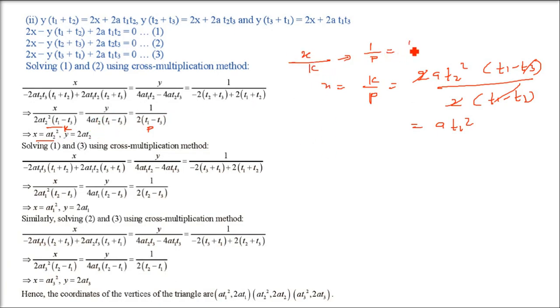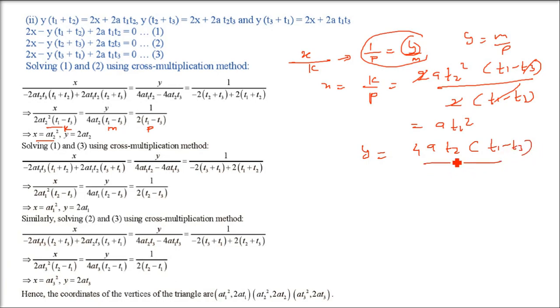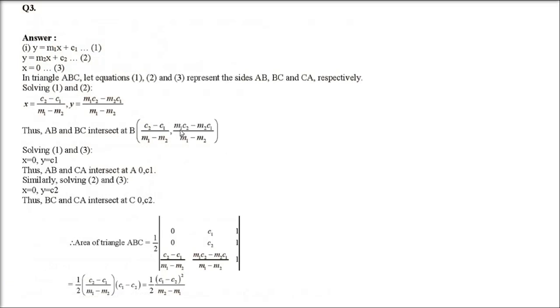Coming to this one. Now this you can assume it to be some m. So y you'll get m by p. So what was m I supposedly thought? It is 4a T2 into T1 minus T3, and then we have 2 into T1 minus T3. This gets cancelled. 2 2s are 4, so 2a T2. So this is x, this is y, as you can see here also. So we have a triangle. One vertex has been found out. Now I leave it to you for the other two.